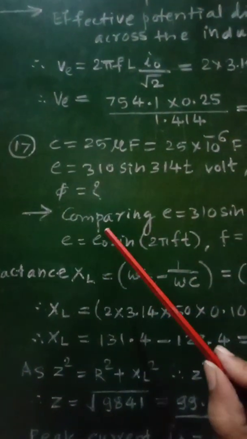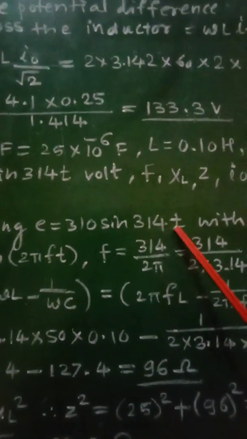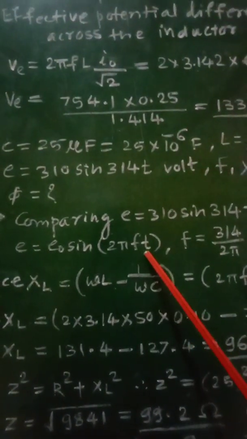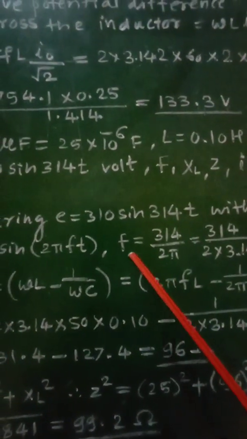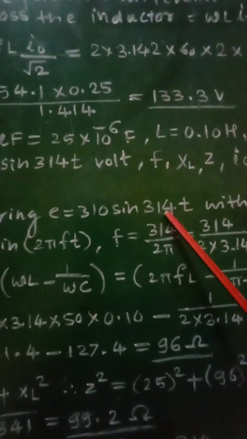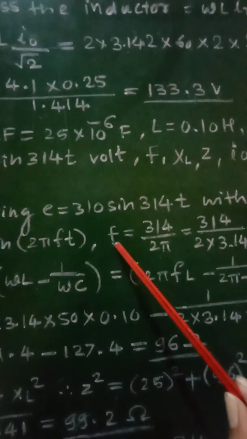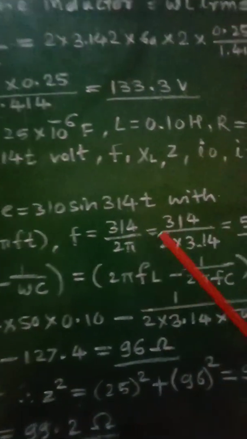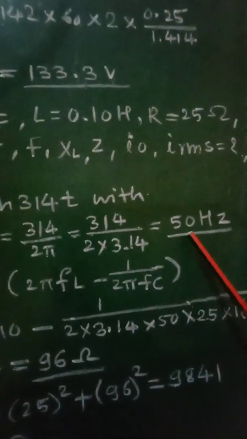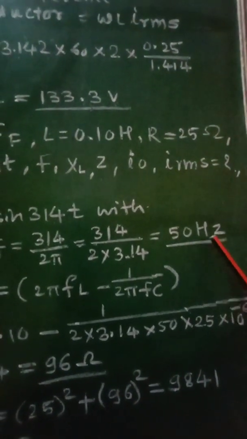Now comparing the given equation of EMF, that is E is equal to 310 sine 314 t, with the standard equation of EMF E is equal to E0 sine 2 pi ft, we will get f is equal to 314 upon 2 pi, because this will be omega, that is 314. Omega is equal to 2 pi f, as 2 pi f is equal to 314, therefore f will be equal to 314 upon 2 pi, which comes out to be 314 upon 2 into 3.14, which is equal to 50 hertz. So this will be the value of frequency f, that is 50 hertz.